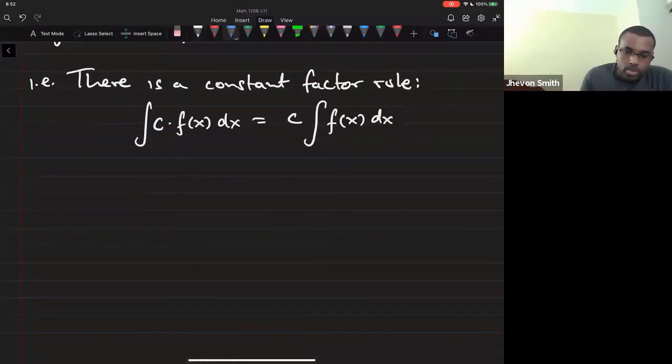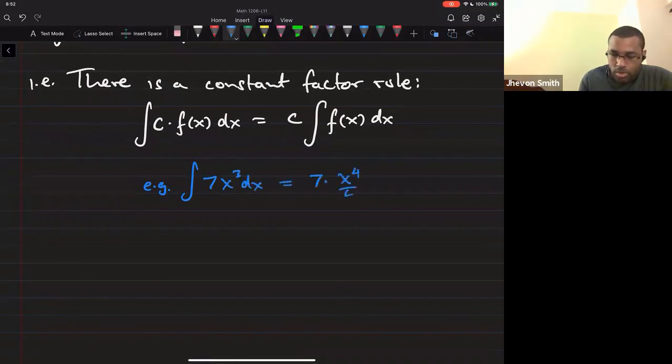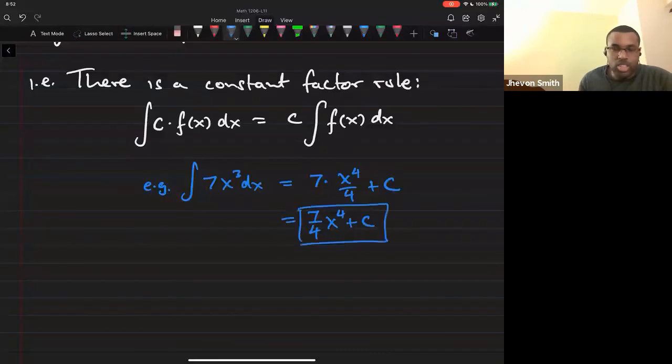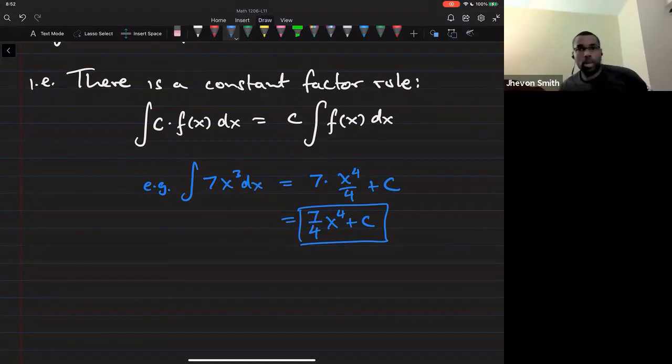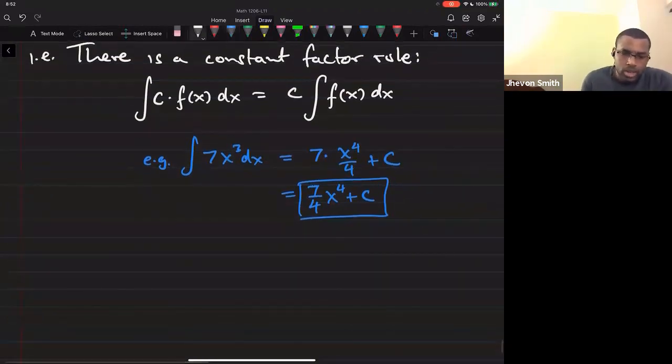So for example, if I had the antiderivative of 7x cubed dx, this is just going to be 7 times x to the 4th over 4 plus c. So it's 7 over 4 x to the 4th plus c, right? And that would be the answer. You just leave the constant alone. You can just do the antiderivative on the function part, on the variable part. So constants can factor out.